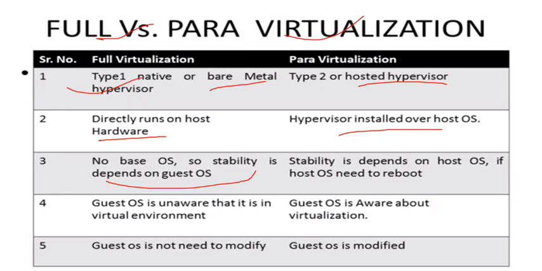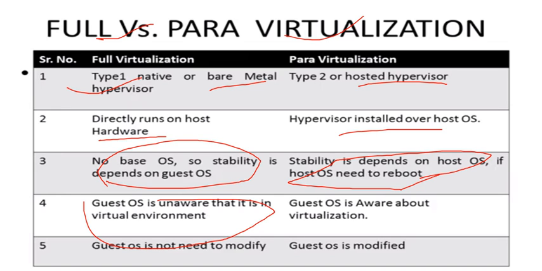The stability basically depends upon the guest OS. If the guest OS fails, the whole system is hampered. But in para virtualization, the stability depends upon the host OS, because the hypervisors are running on the host OS, and if the host OS fails, then the whole system will crash. And at this point, we can see that in full virtualization the guest OS is unaware, because the hardware is divided among the different users in such a way that they are independent of each other, so they need not be aware that they are running in a virtual environment.